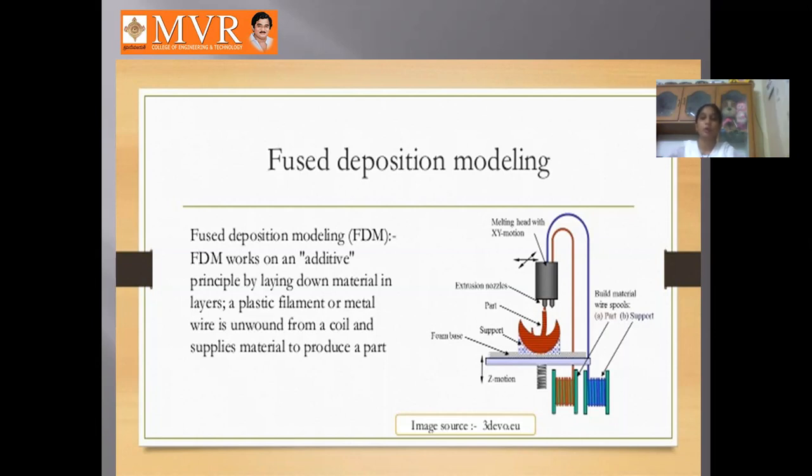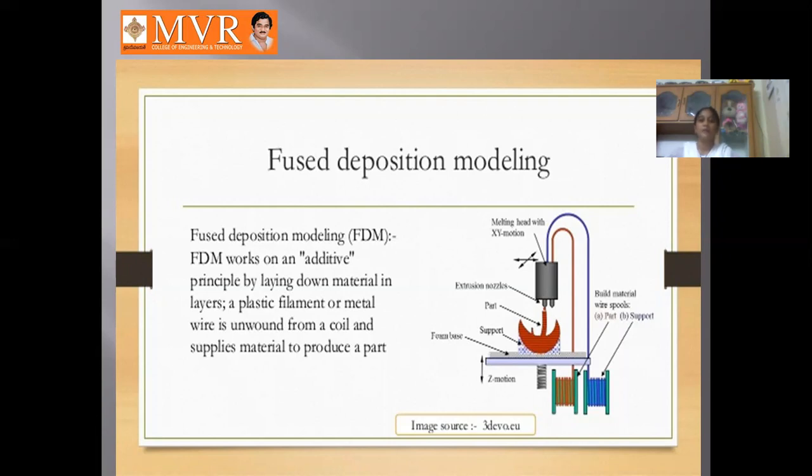Rapid prototyping systems. In solid rapid prototyping systems, there are two types. One is the laminated object manufacturing system, and another is the fused deposition modeling system. Now we are discussing fused deposition modeling, which is another additive principle.